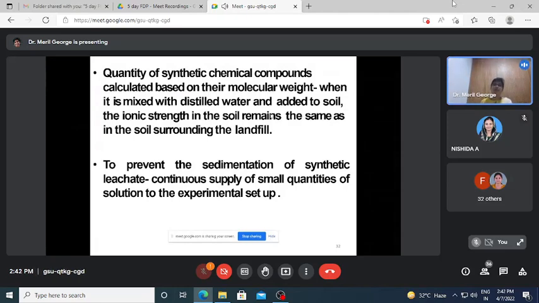Its quantity has been calculated based on their molecular weight, so that when it was mixed with distilled water and added to the soil, the ionic strength of the soil remains the same. That was the criterion which I have followed. And to prevent the sedimentation of synthetic leachate, a continuous supply was done in small quantities of solution to the experiment center.